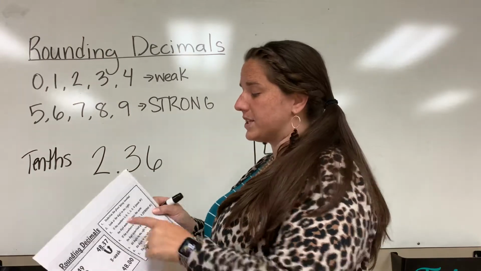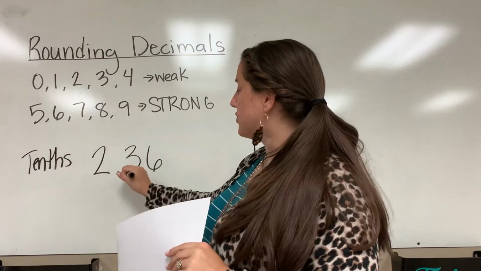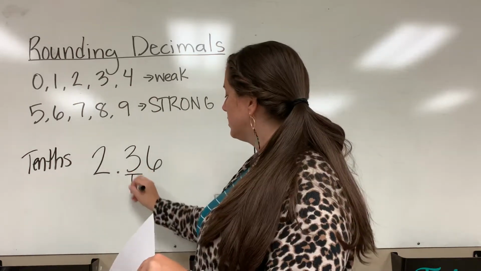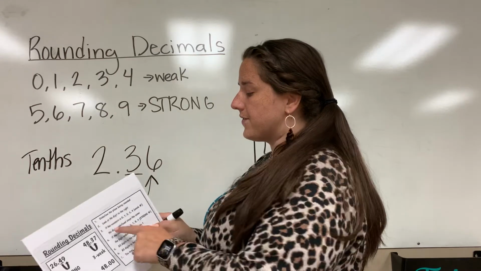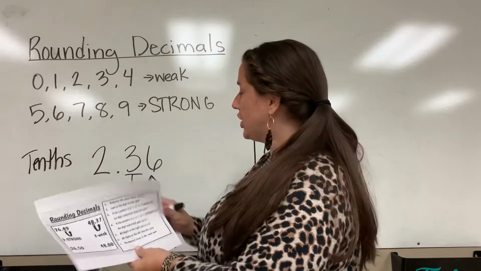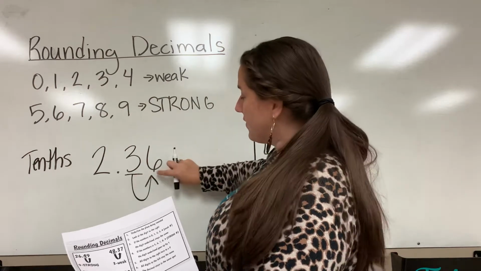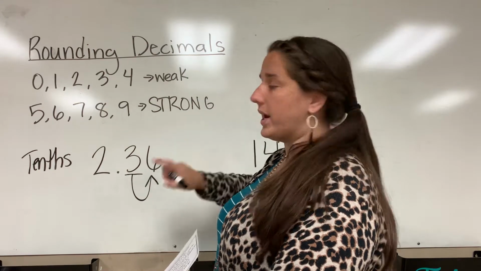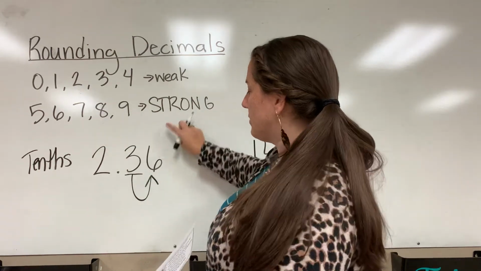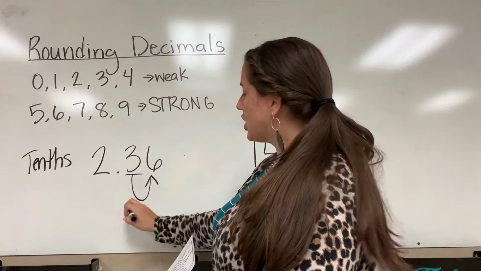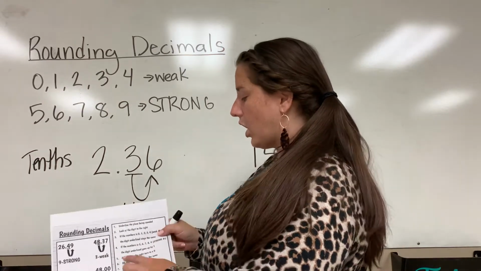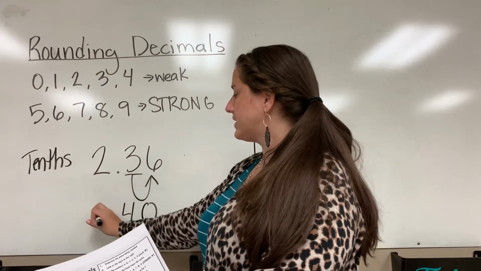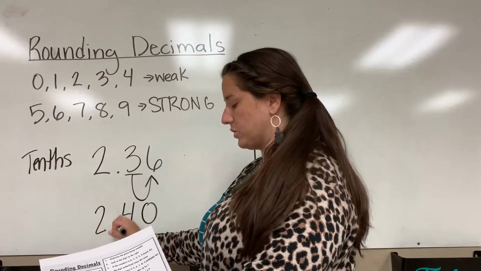So, our first step is to underline the place being rounded. So, the 3 is in the tenths place. We're gonna look to the digit to the right. We're gonna look at the 6. If the number is weak, the digit underlined stays the same. If this digit is strong, the number underlined goes up by 1. So 6 is a strong number, so it's gonna make this 3 change to a 4. All digits to the right turn to a 0. All digits to the left stay the same, and you just bring that decimal down.